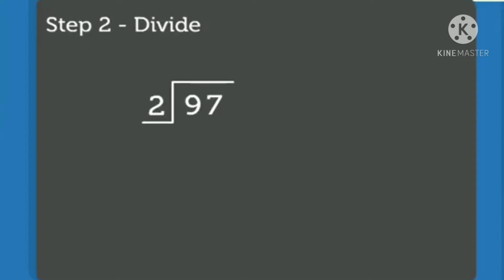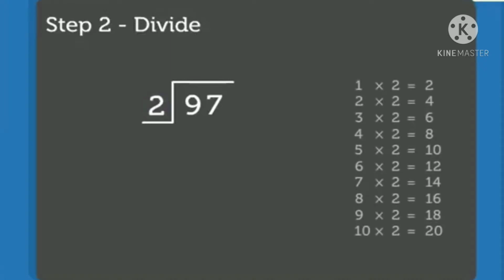Here, as the divisor is 2, we use the table of 2's to find a product which is equal to or less than and nearest to the digit of the dividend, that is 9. So, the nearest product is 8. Hence, we write 4 above 9.